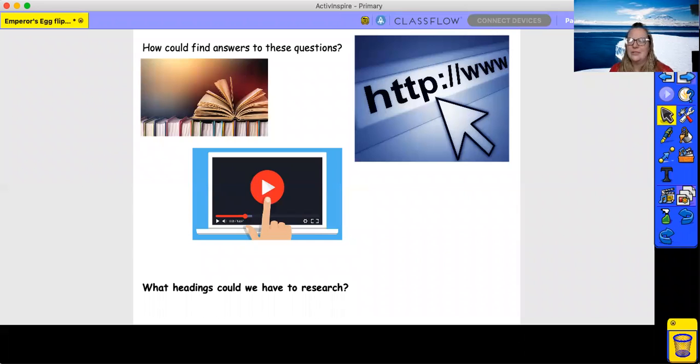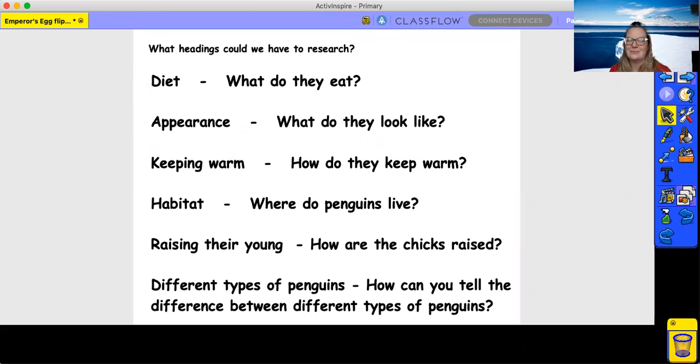When we're writing non-fiction reports, we have to have headings, subheadings, to separate our information up. These headings will help guide our readers to the right place to find out the information they are looking for. Have a think with your adult now about some headings that you might like to investigate. Here's an example to help you if you're stuck. If you're writing about the diet, your heading might be, what do they eat? Or if you're writing about the appearance, you might write, what do they look like? Write down some of your own now and come back when you're ready.